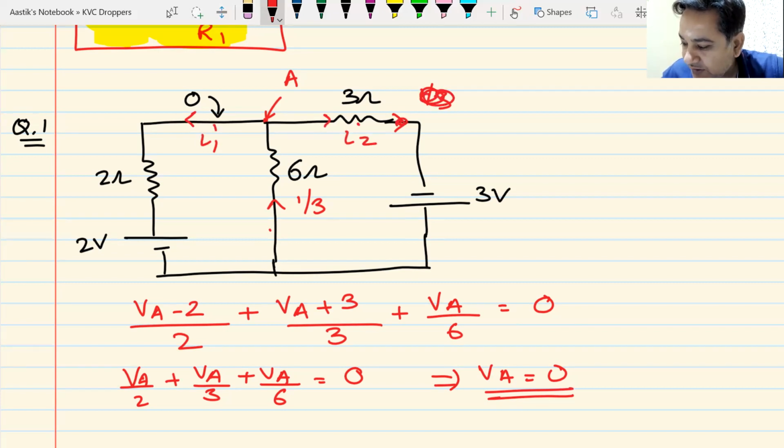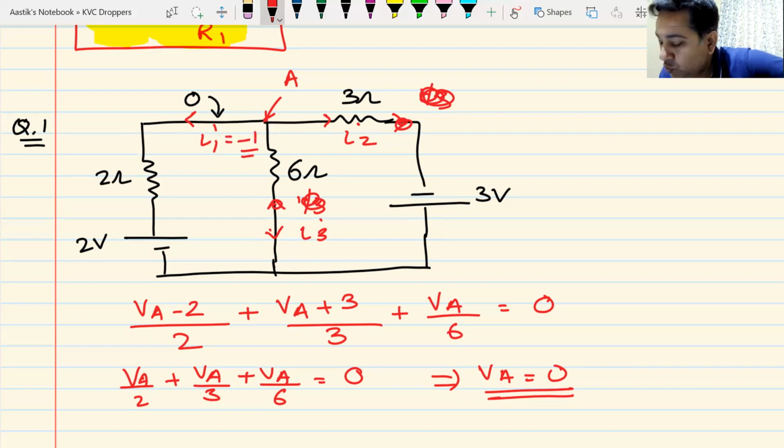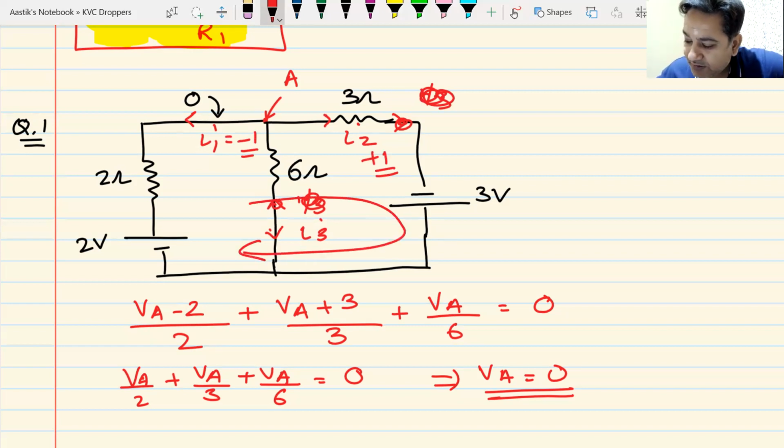Obviously, your answers were not correct. What will be the value of I1? I1 will be equal to -1. Yes or no? And I2 will be equal to +1. Yes or no? So how is the current flowing? The current is flowing just like that, and there is no current in this branch. Do you get this? How I have solved this?